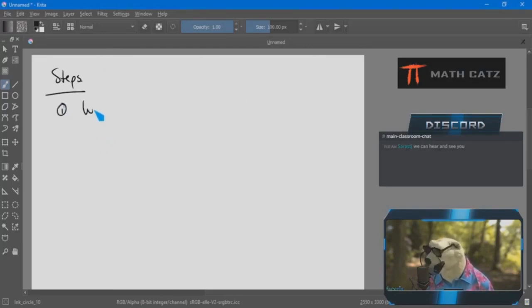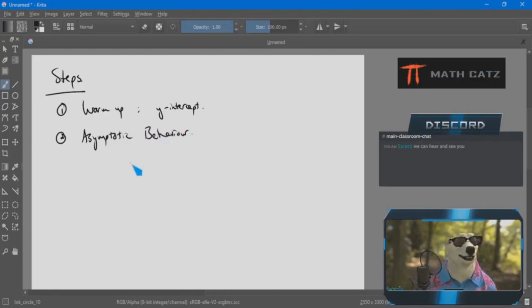You should by now. We have our warm-up step where we may find the y-intercept, see what kind of function I'm working with, what do I expect, if you expect anything. Just getting into the right mindset. Then we had our asymptotic behavior, where we analyze the function and we see what's the long-term behavior, are there any asymptotes, so on.